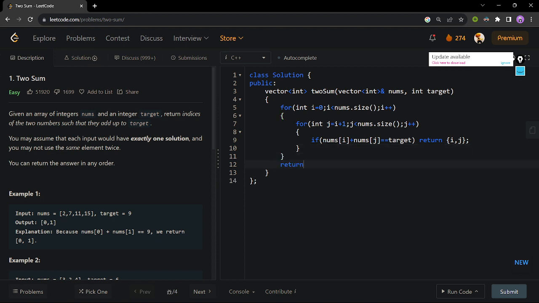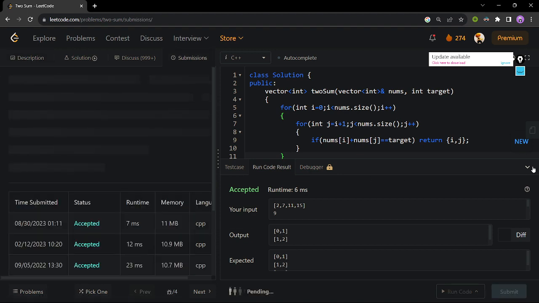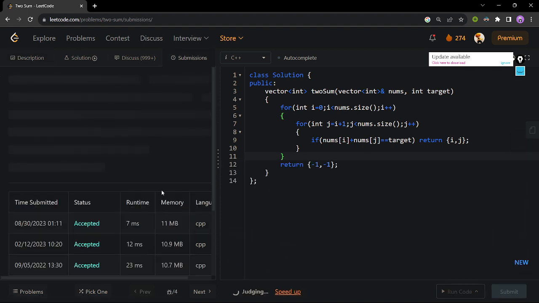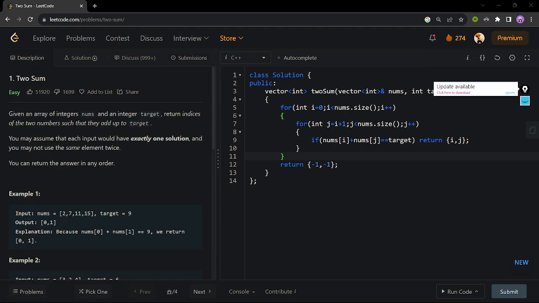Otherwise, if there is nothing found, then I'll return -1 -1. This will be our answer. But the time complexity of this case is O of n square. Okay, so this has been accepted, but it's taking a very long time. So let me optimize this code.